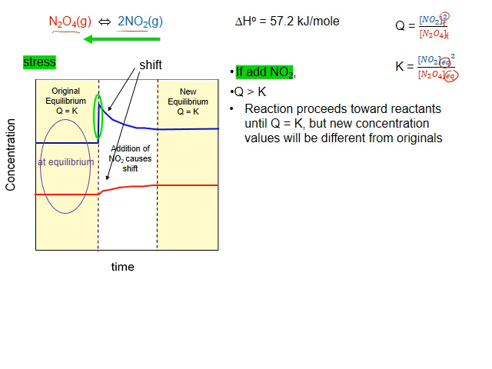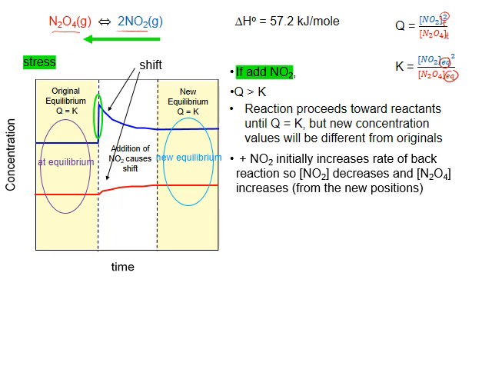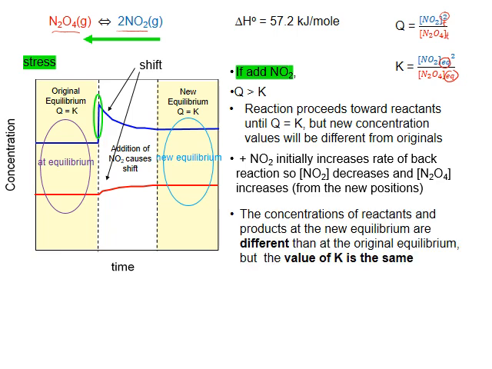Notice that the new concentration values at equilibrium will be different than the original equilibrium concentrations. Why does the reaction shift in this direction? Adding NO2 initially increases the rate of the back reaction, so the concentration of NO2 will decrease and the concentration of N2O4 will increase, at least from their new positions. The concentrations of reactants and products at the new equilibrium are different than the original equilibrium, but the value of K stays the same.